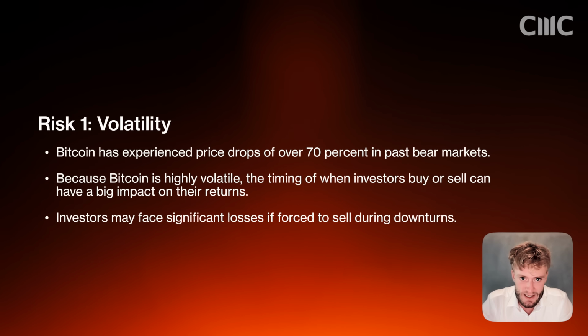The first risk is volatility. Bitcoin's price swings are dramatic, making it potentially a high-risk asset. Historically, Bitcoin has experienced significant drawdowns with price declines of 70, 80, or even 90% during bear markets. These extreme fluctuations mean that if an investor buys Bitcoin at a peak and needs to sell during a downturn, they could face substantial losses.